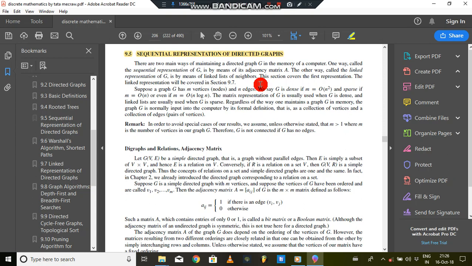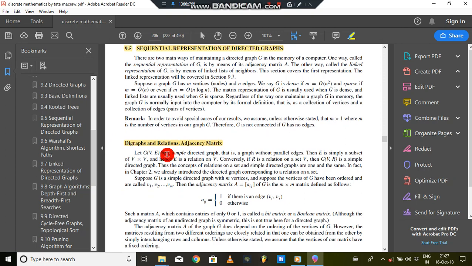The linked list representation is not different for the directed graph. It is similar in both cases, the directed graph and the graph. So here we only talk about the other type of representation, which is the adjacency matrix, and also a little bit about the digraph and relation.